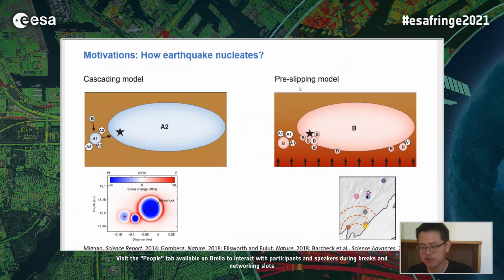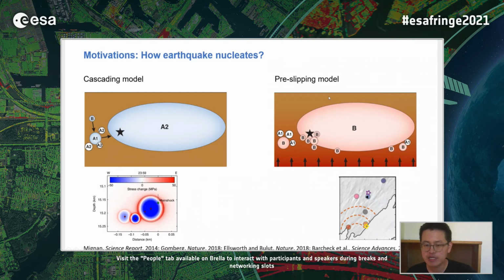In the cascading model, earthquake nucleation is described as a stochastic process, where an earthquake is the response to the perturbation caused by previous earthquakes. For example, the figure on the bottom left shows how neighbor-to-neighbor stress transfer between the foreshock and the eventual mainshock occurred during the 1999 Izmit earthquake.